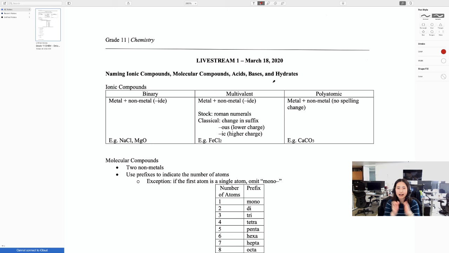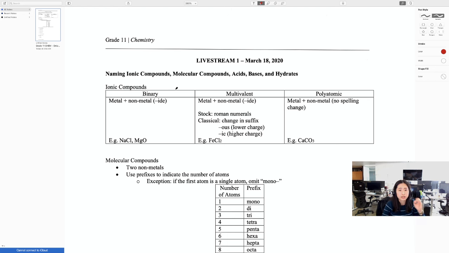Okay, so a lot of students from grade 11 come to me asking, how do I even master naming ionic compounds, molecular compounds, and pretty much all of the nomenclature in chemistry? So that's what we're starting off today. Even if this is not the first topic they cover in Unit 1, I just wanted to address this right off the bat to avoid any confusion. We are covering ionic compounds and molecular compounds for today's class, and then acids and bases and hydrates will come on the next live stream.